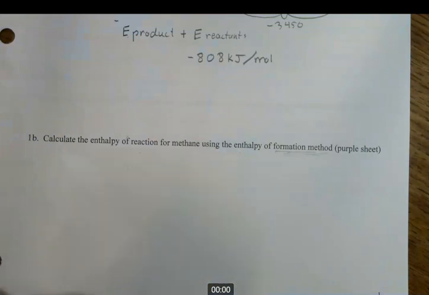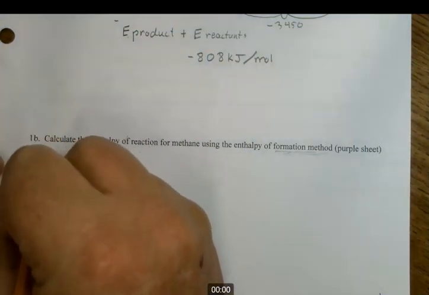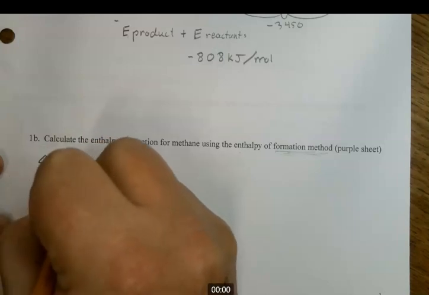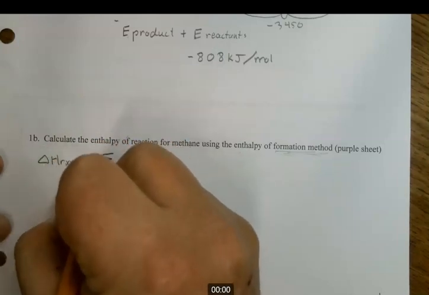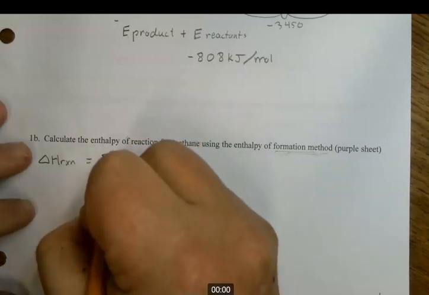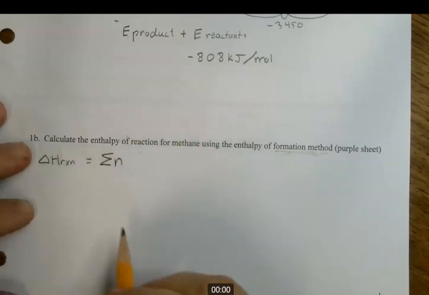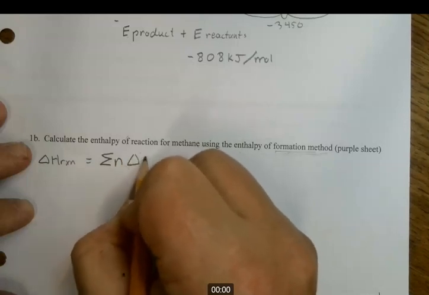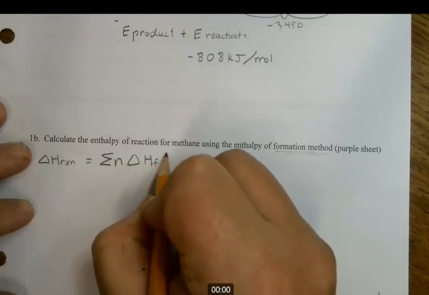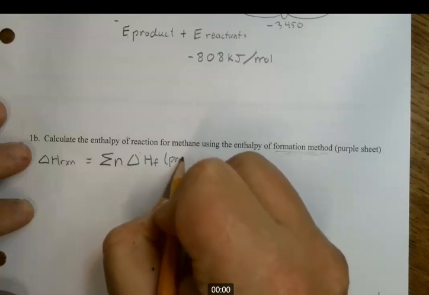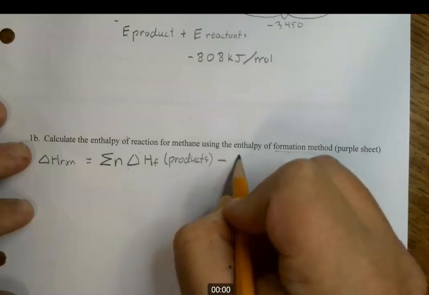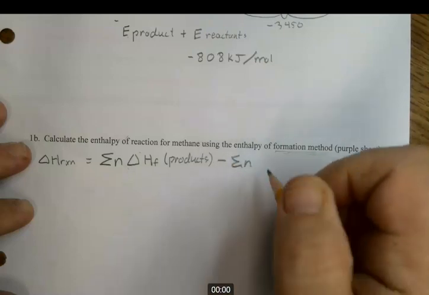So the formula for this is that the delta H of reaction using this method is equal to the sum, sigma, big sigma is the summation, and you have to put the number of moles times each of these numbers, and it's going to be the delta H of formation, delta HF of products, minus the same thing for the reactants.